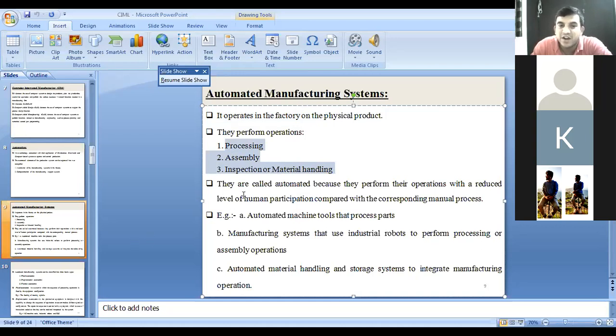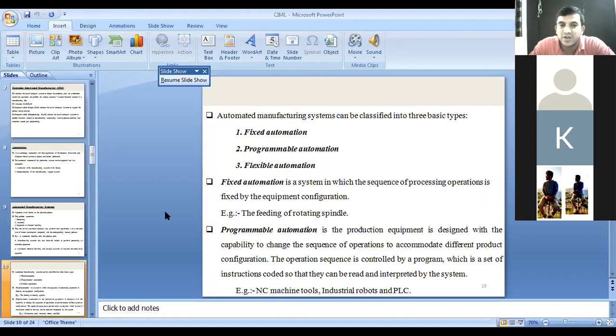Then why do we go for automation? Because automated systems perform their operation with a reduced level of human participation compared with the corresponding manual process. That's why we go for automation. There are some other reasons for automation as well, which we'll discuss later.